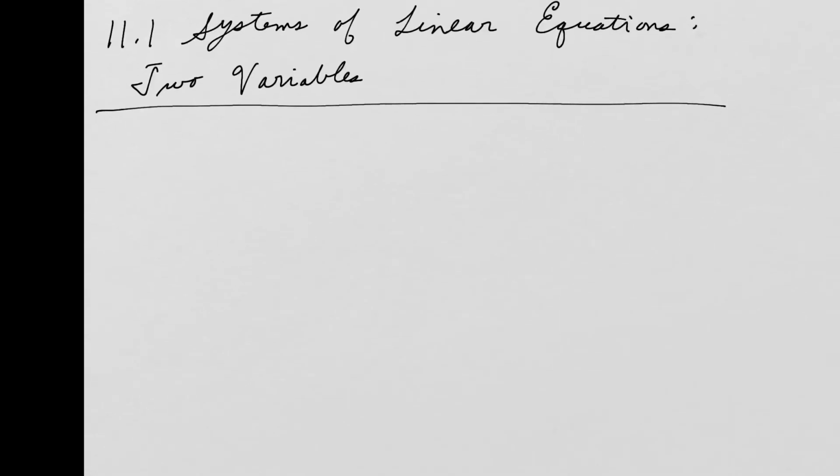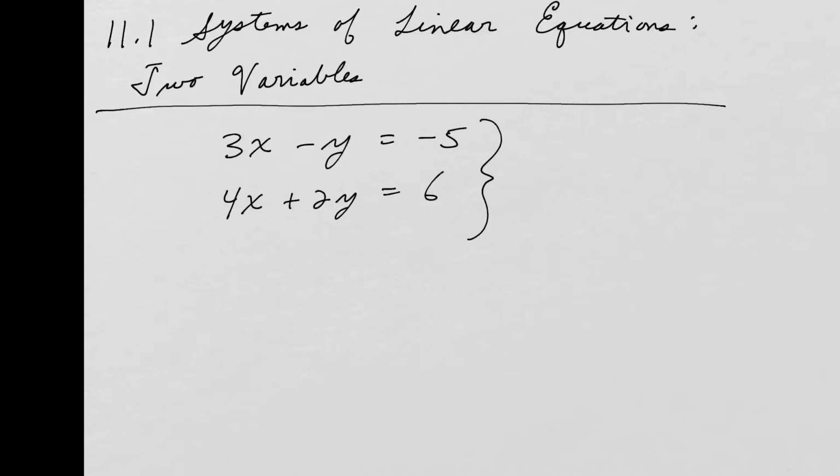Well, something like this. If I have, say, 3x minus y equals negative 5. Let's say that's one linear equation, so that's one equation of a line. And then say 4x plus 2y equals 6. That would be another linear equation. So together they form a system, right? So this is a system now of two linear equations.